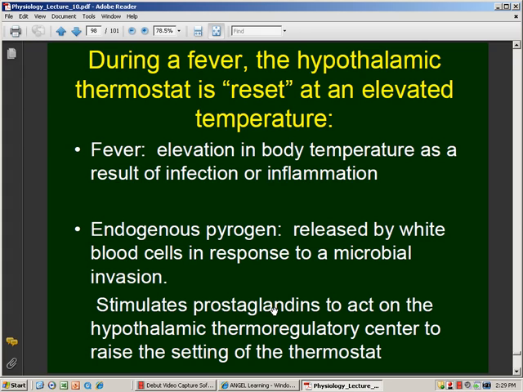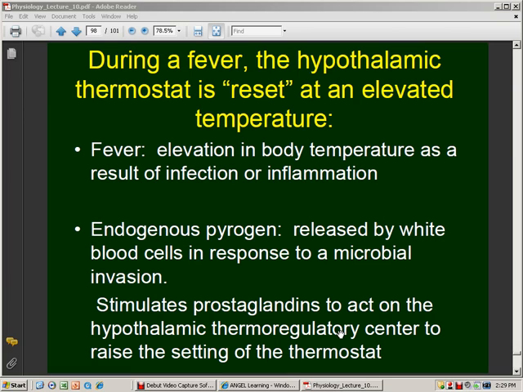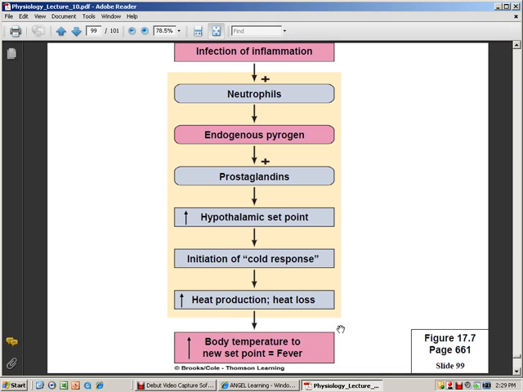So prostaglandins, by the way, are inhibited by aspirin and Tylenol. So why do you take aspirin and Tylenol? To reduce that temperature. It stops the prostaglandins so that your hypothalamus will go back to the normal level. And you can look through the pathway. I just explained it to you.